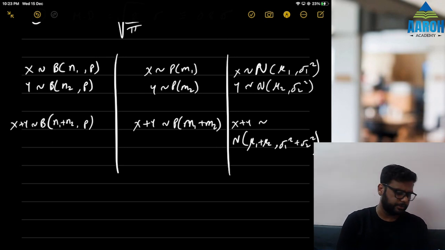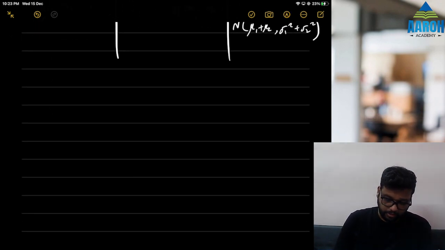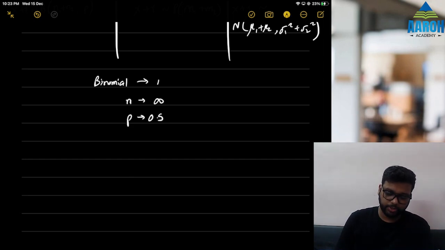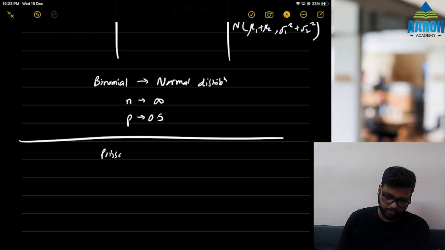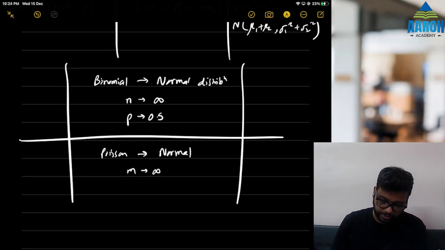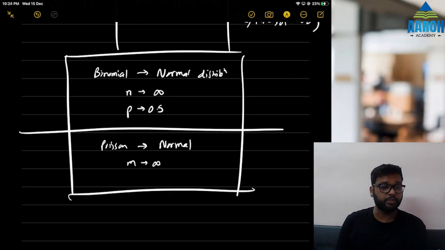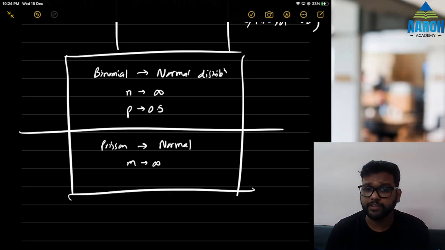One last thing: in binomial distribution, if n tends to infinity and p tends to 0.5, then binomial distribution tends to normal distribution. In Poisson distribution, if m tends to infinity, then Poisson distribution tends to normal distribution. You should remember these approximations from an MCQ point of view. In statistics, a lot of questions are theory, so you should know this.